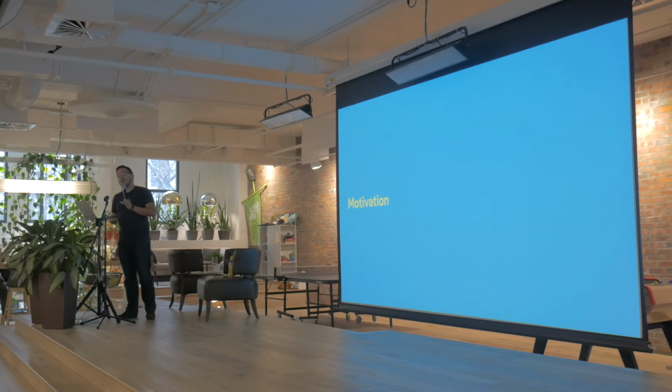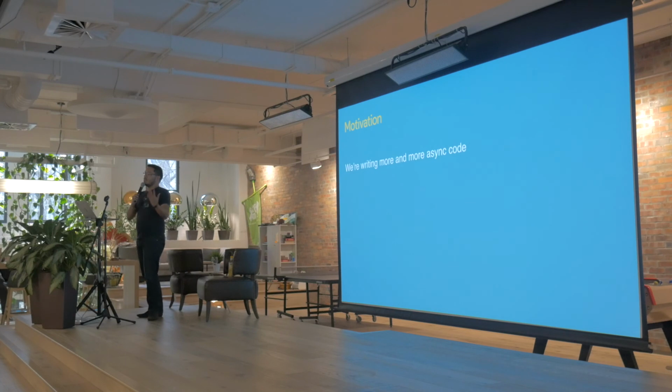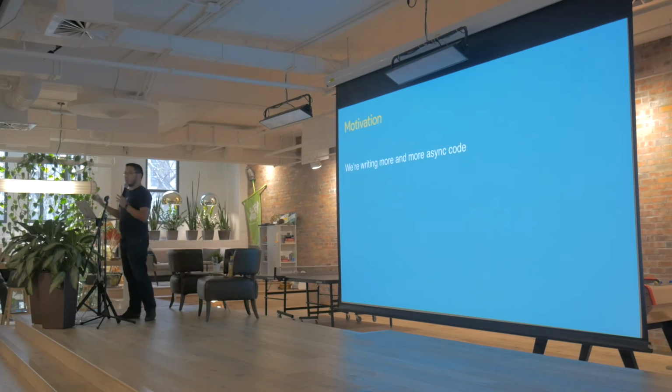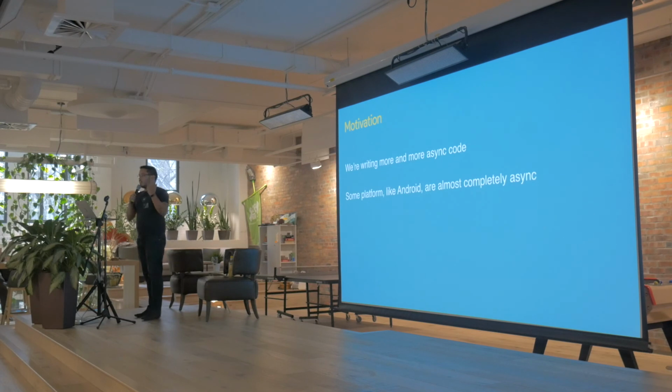What's the motivation behind it? Why do we need coroutines nowadays? Why is it coming back in fashion if one day it was dropped out? It's because we're writing more and more async code. Everything is becoming more and more async. At some point, we stopped doing that, but with the modern web, JavaScript, and even mobile, asynchronous is cool again. Some platforms like Android are almost completely async.